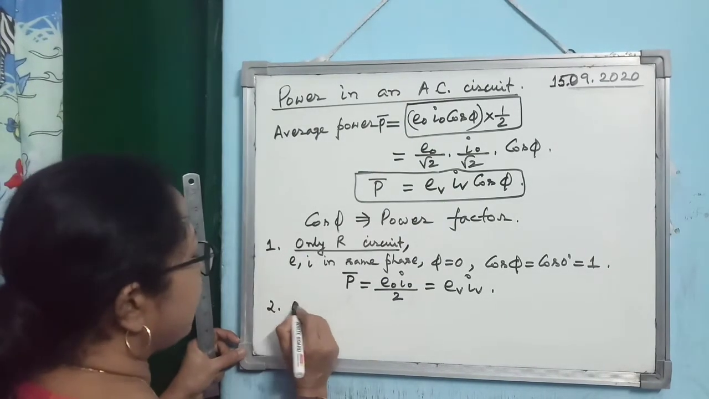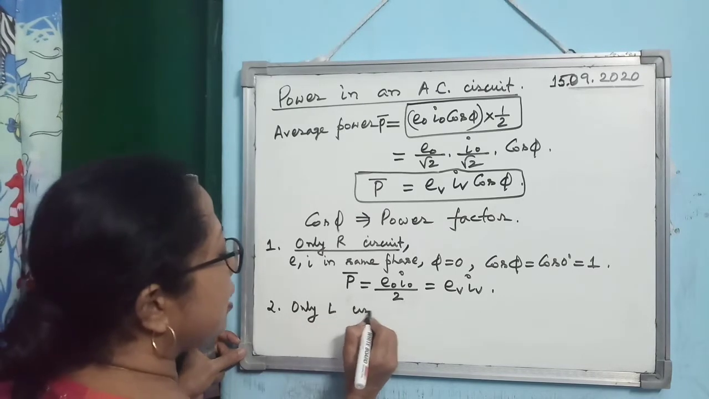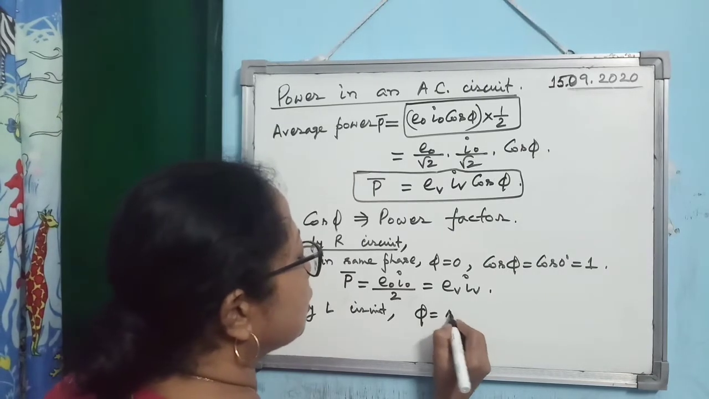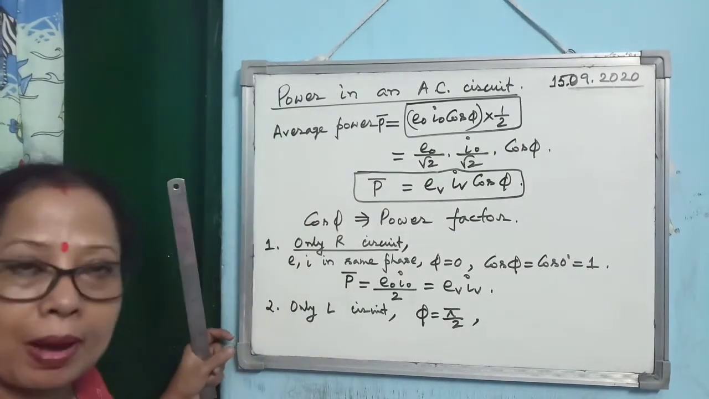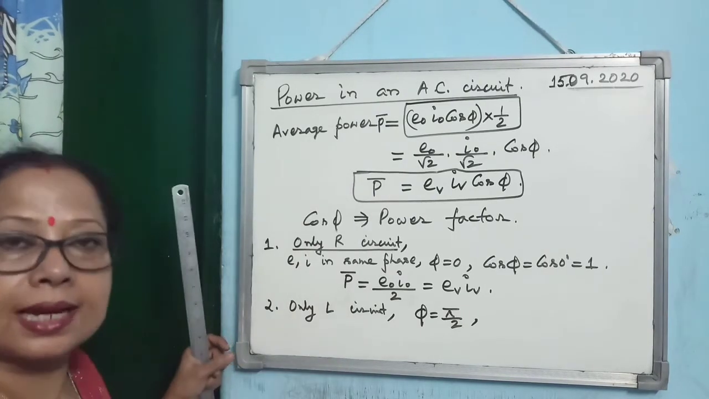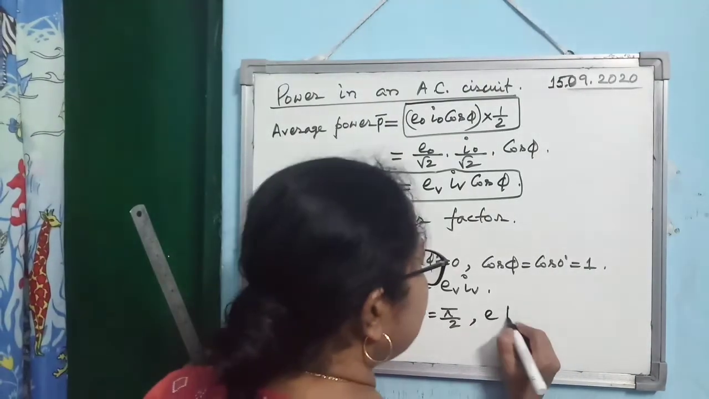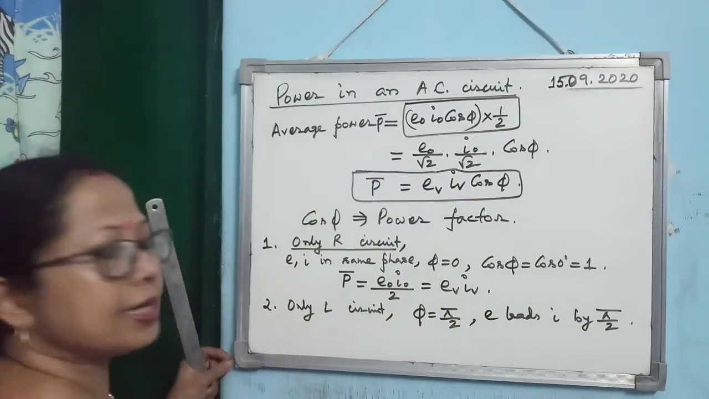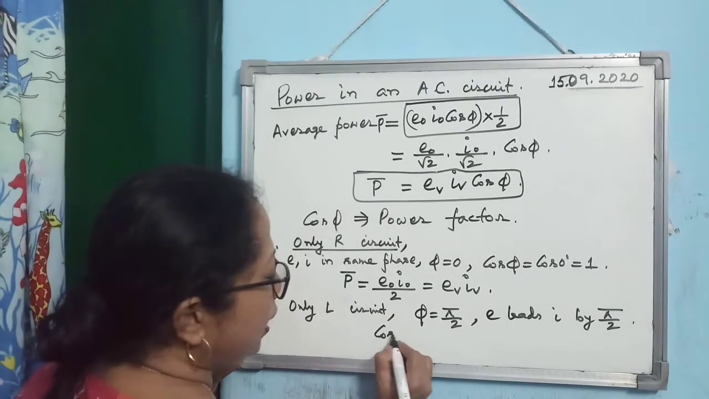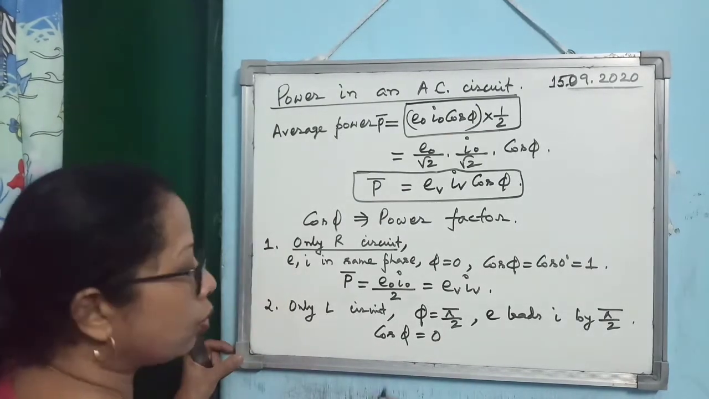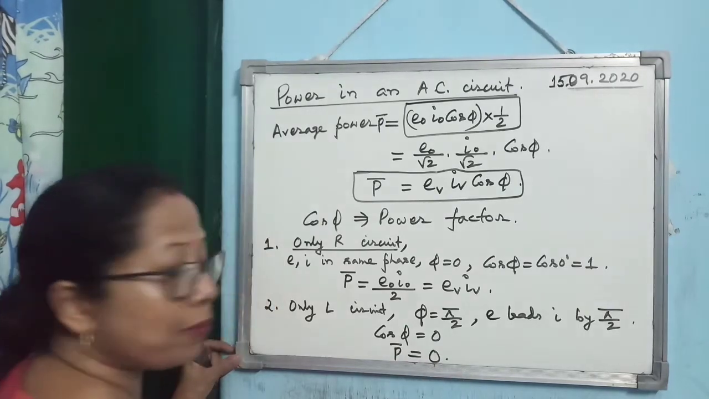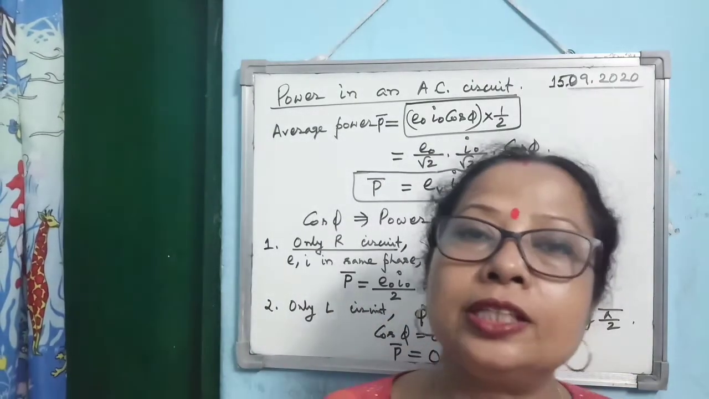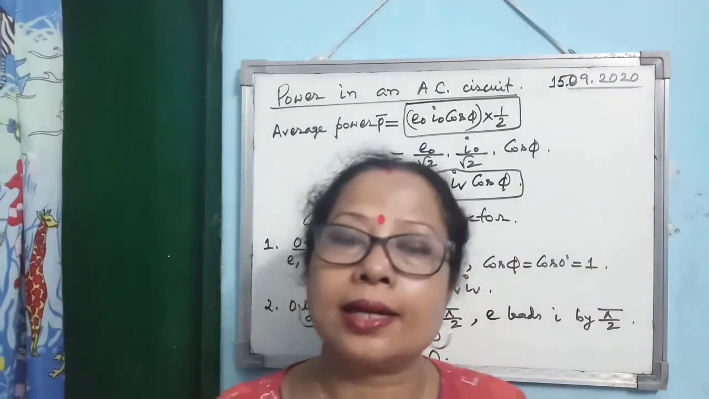Then second one is only L circuit. Now in case of only L circuit, you know that phi is equal to pi by 2. I hope you can remember that in case of only L circuit, E leads I by pi by 2. What is the meaning? That phi is equal to pi by 2. So what is the value of the power factor? 0. So the average power dissipated for only L circuit is 0.